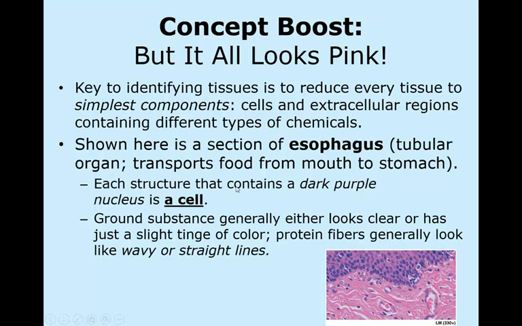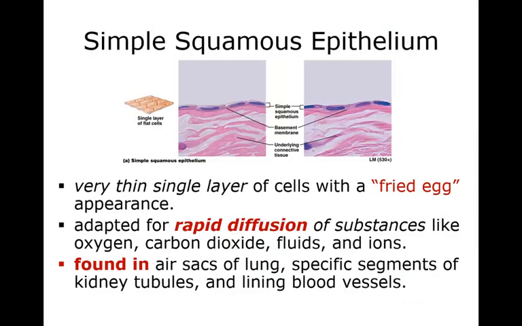The key thing is anywhere you see a dark purple nucleus, that's a cell. So you see a dark purple circle, that's the nucleus, meaning that's found inside of a cell. Ground substance typically either looks clear or lightly colored, and then protein fibers typically are going to look like wavy or straight lines. So keeping all that in mind, let's look briefly at the different types of epithelial tissue, and that'll get us through this section.